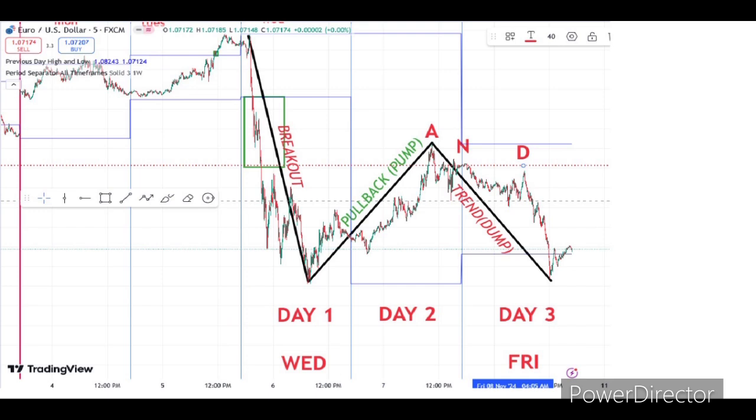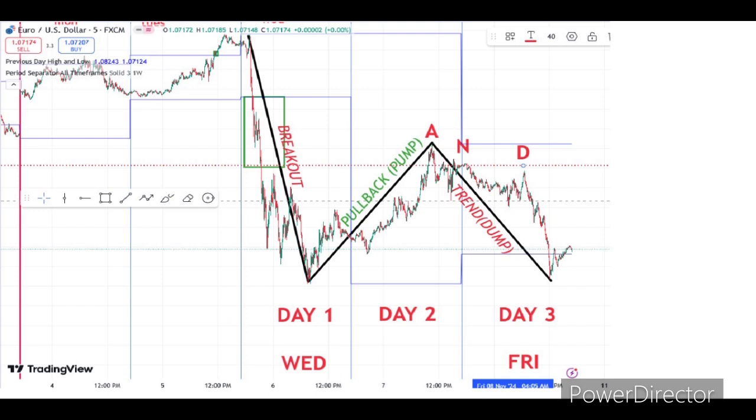We break out of that level, we fall, we pull back, okay? So we start putting in lower lows, lower highs, lower lows, lower highs, lower lows, and that's the breakout leg that we have illustrated here, okay? So when that market breaks out of a daily boundary, when Wednesday breaks out of Tuesday's low of the day, that starts the day count for a possible 3-day setup.